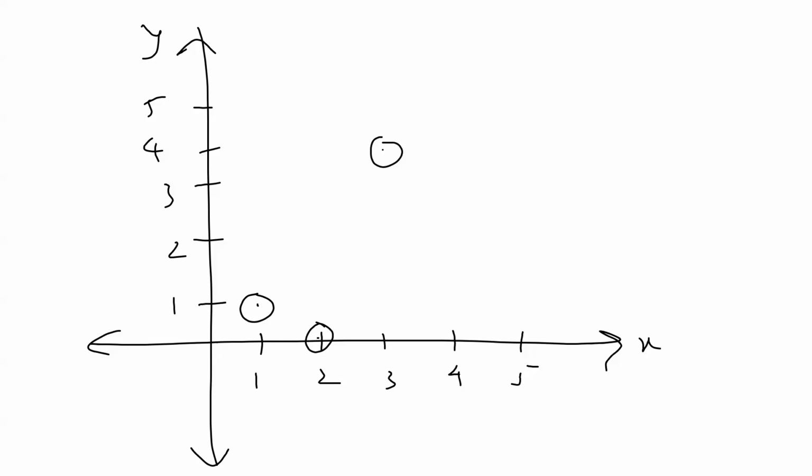there is no value for x is equal to 4. Okay, when x is equal to 5, the value of y is equal to, let's say, 2, for example. So the function graph will be like this. Okay, so from here it can go like this also, right?